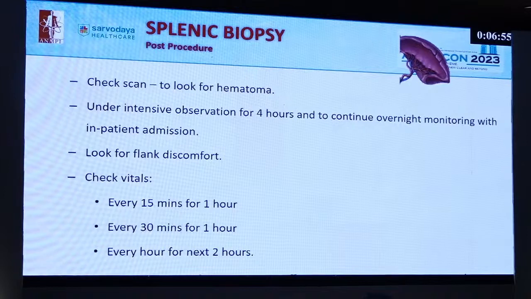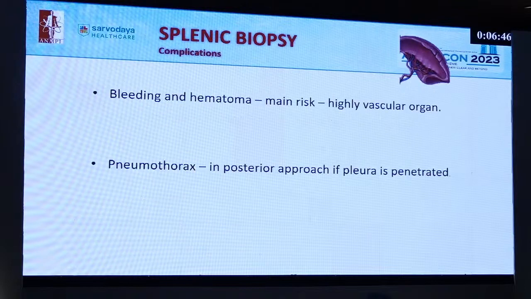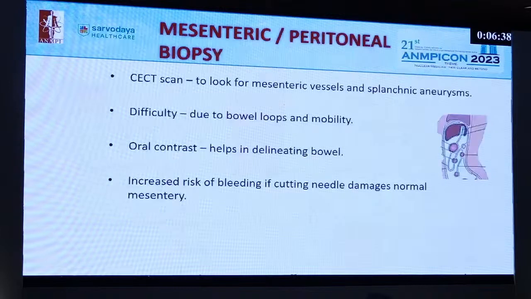After splenic biopsy, a check scan is always needed because the patient may have hematoma or bleeding. So patient vitals should be checked regularly. Bleeding and hematoma are the most common complications. And because it is a highly vascular organ, pneumothorax may happen if you puncture the pleura.